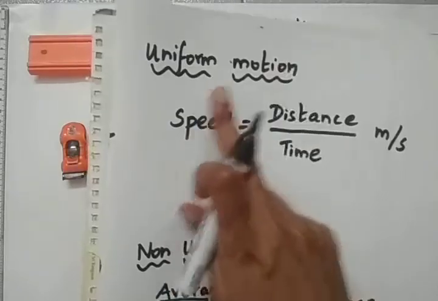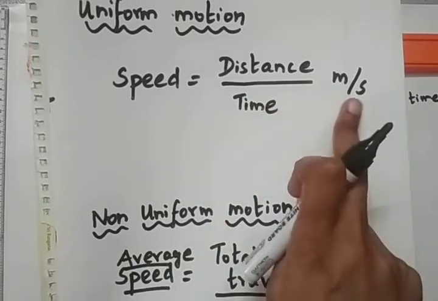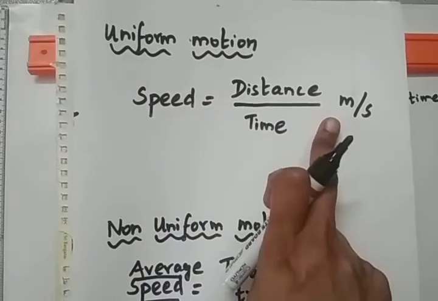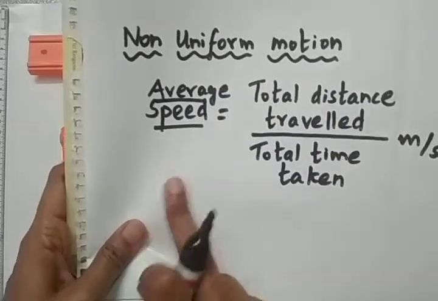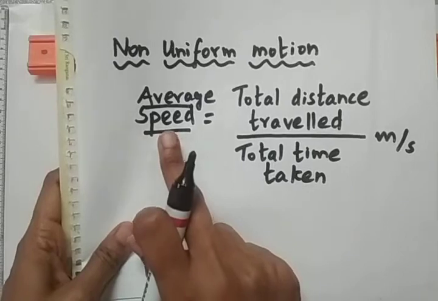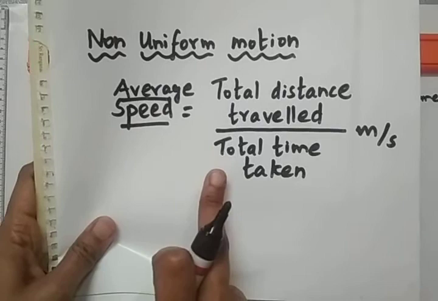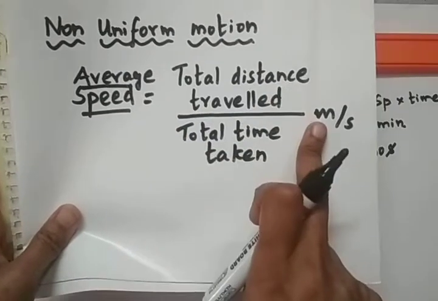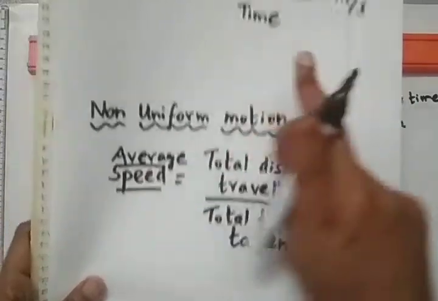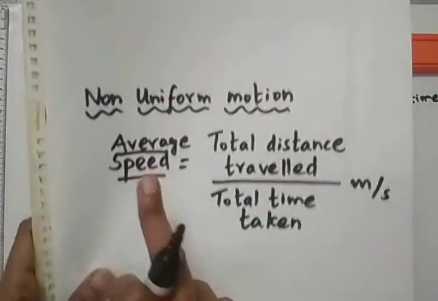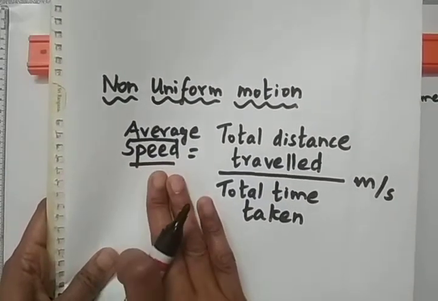For uniform motion, speed is distance by time. We know that distance is expressed in meter and time in seconds, so the SI unit of speed is meter per second. For non-uniform motion, since speed is not constant, we calculate the average speed. That is, we divide the total distance traveled by the total time taken. Again the same unit, because the SI unit of distance is meter and of time is second, so we don't have any change in the units. Since the body does not maintain a uniform speed, we can only calculate the average speed for the journey.